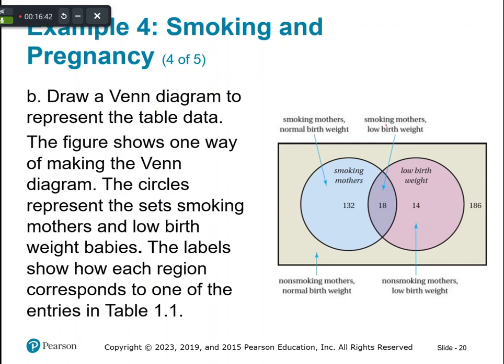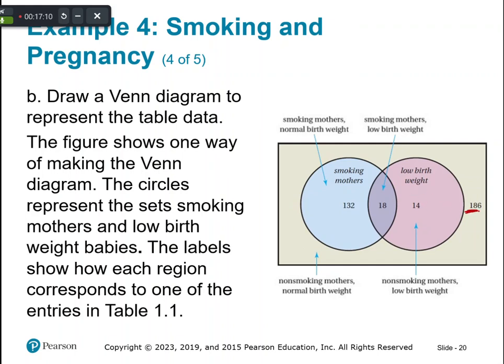Now, we noticed that there were 18 smoking mothers with low birth weight babies. There were 132 smoking mothers with normal birth weight. All right, so normal birth weight is outside of the low, but they're still smoking, so they're inside of the blue. Now we move over to non-smoking mothers with low birth weight. So non-smoking means they're outside of the blue, but they're inside of the low birth weight.